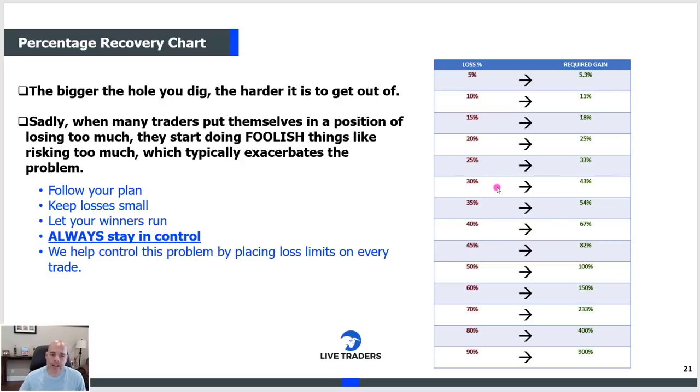Guys, if you had a $50,000 account and you were risking 1% at $500, which you shouldn't have been, but you did it because you were foolish. And let's say you lost 30% of your account. That's 15 grand. Now you have a $35,000 account and you can no longer risk $500. You can only risk 350. So it's really even harder than this because you're risking less. So the bigger the hole that you dig for yourself, the harder it is to climb out.